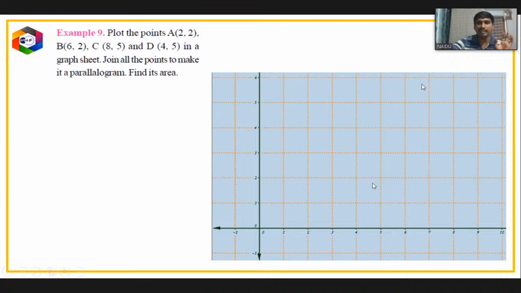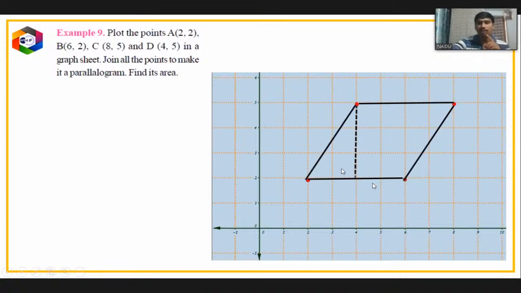So here let us observe this one. First, I am going to plot 2, 2. We start from the origin, 2 units in the positive direction of x-axis and 2 units in the positive direction of y-axis. Now 6, 2: toward the positive direction of x-axis 6, positive direction of y-axis 2, and likewise the remaining points. If you join these points, observe this in the diagram. I am going to join all these points. Now it forms a parallelogram, and I am going to name these points also. This is 2, 2, 6, 2, 8, 5, and 4, 5.